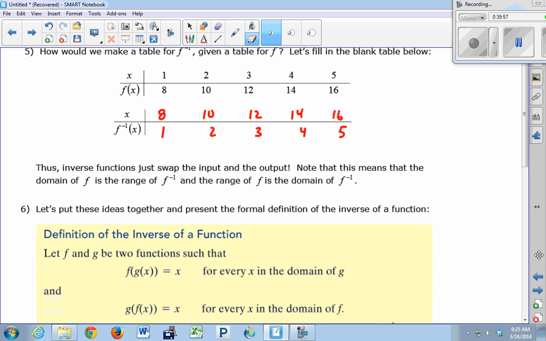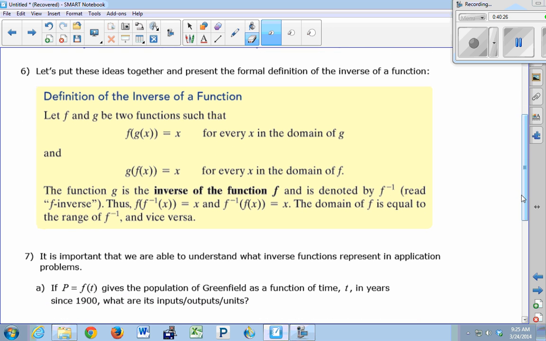So the moral of the story is inverse functions just swap the input and output. Note that this means that the domain of our original function, the top row here, becomes the range of my inverse function. And the range of my original function, the output, becomes the domain or input of my inverse function. They just switch roles. Okay. So here's the definition of inverse functions. This is taken right out of your book.